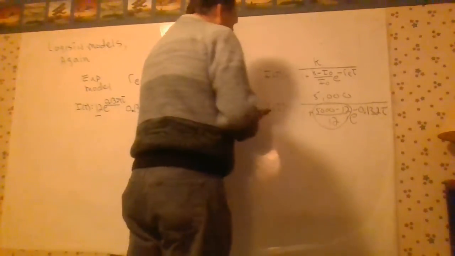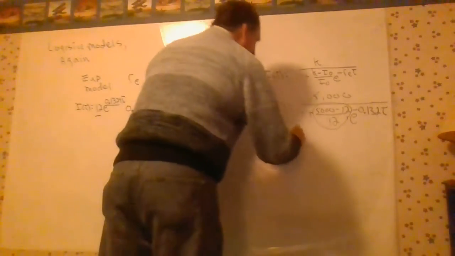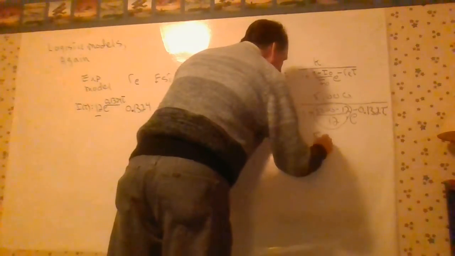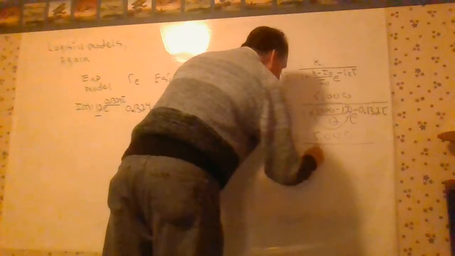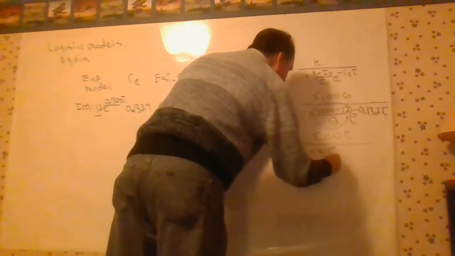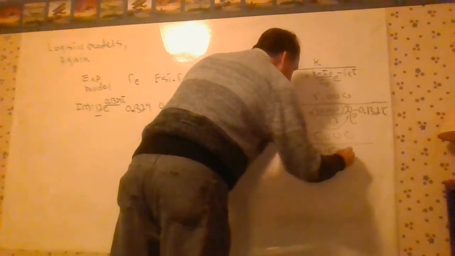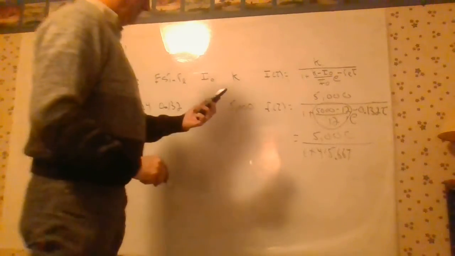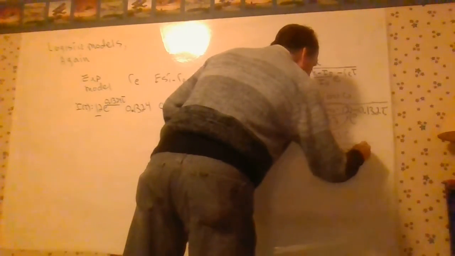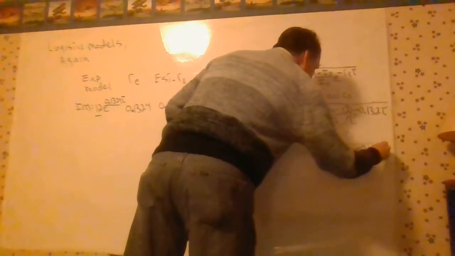So we can adjust this to 5,000 over 1 plus 415.667 e to the negative 0.132 t. And there's our logistic model.